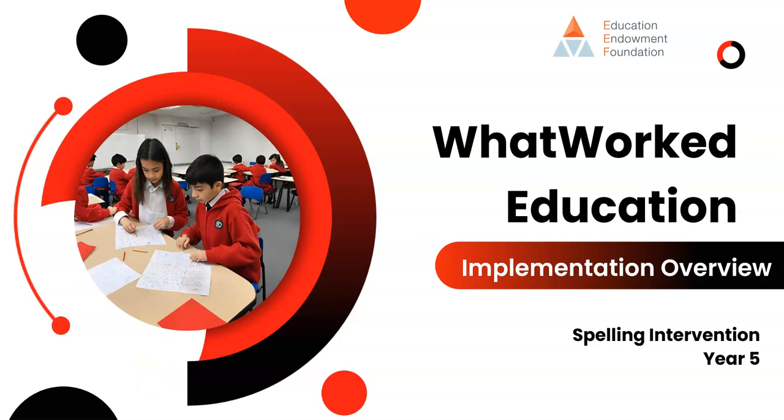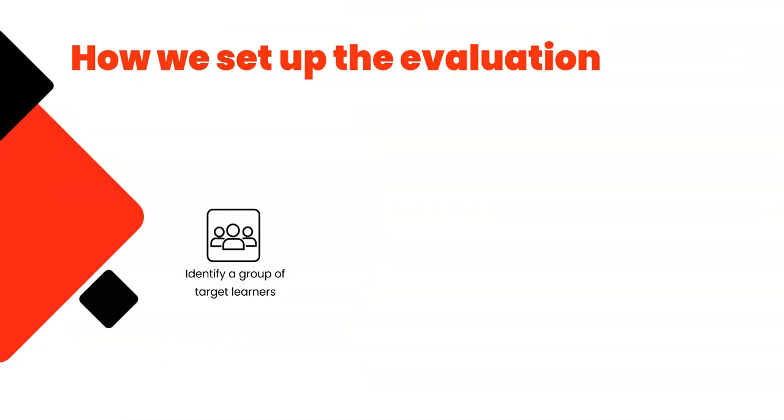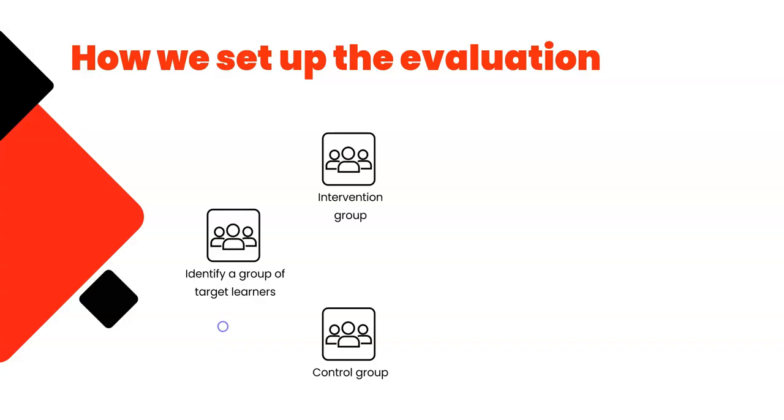The implementation overview. The spelling intervention for Year 5. How we set up the evaluation. The first thing we ask you to do is identify a group of target learners. The system will then randomly allocate these to the intervention and then the control group.